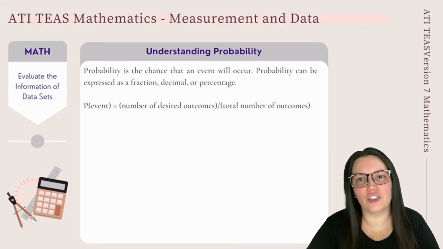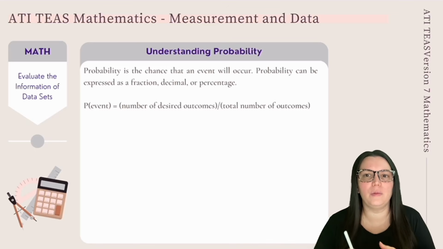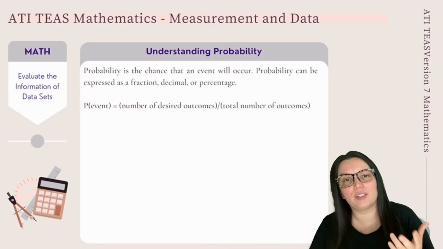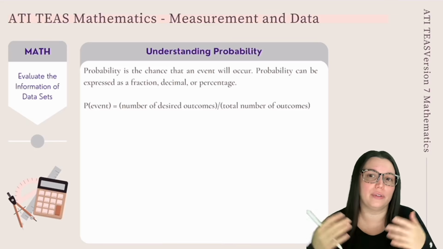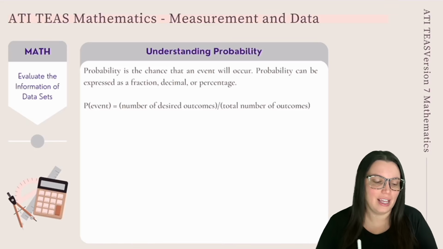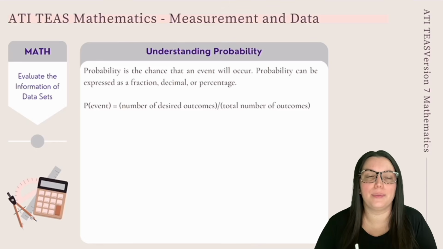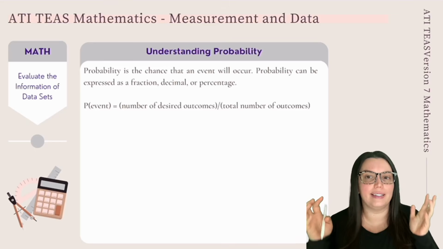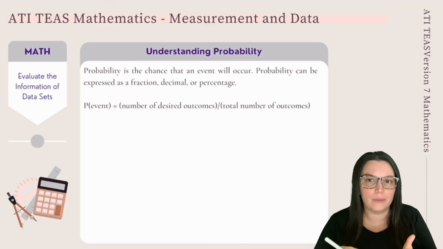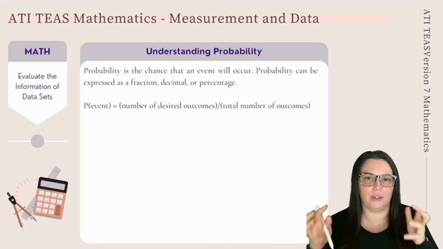And lastly, for this section, we're going to have probability. So probability is the chance that an event will occur. Probability can be expressed as a fraction, a decimal, or a percentage, depending on what you're looking at. And the equation you're going to look at is P(event) is equal to the number of desired outcomes divided by the total number of outcomes.